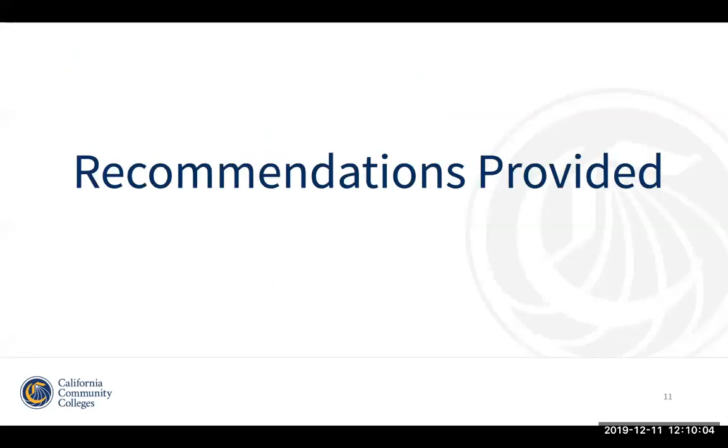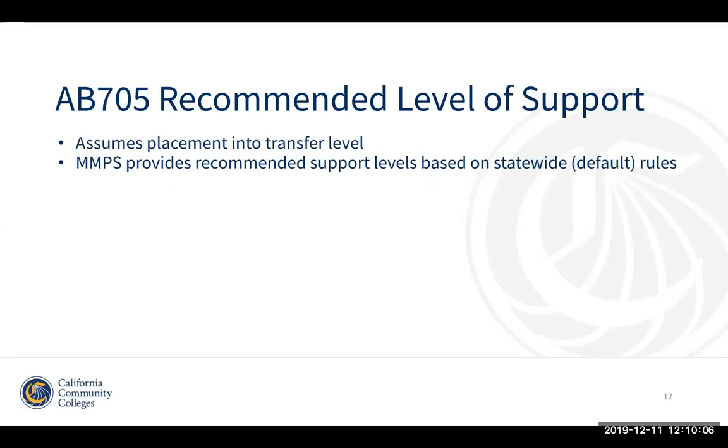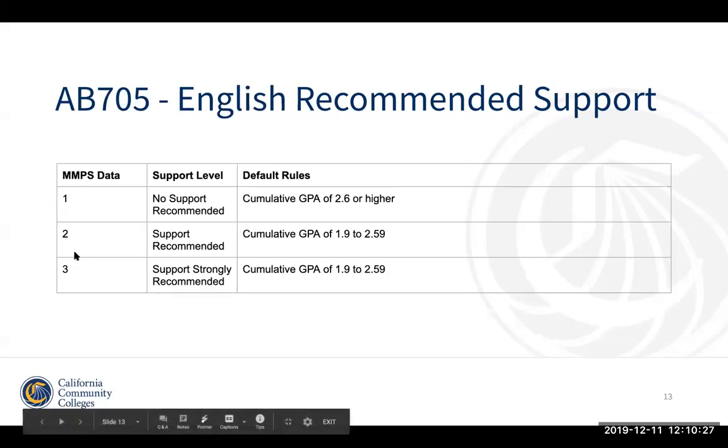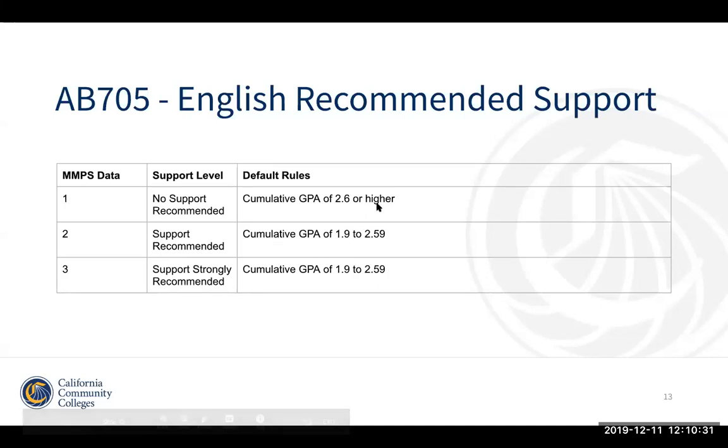Using the data, when we look at the recommendations that are provided from an AB 705 perspective, we assume that placement is going into transfer level, and we're identifying the recommended level of support that a student would need based on their transcript information. And that's using the statewide default rules. Looking into these rules from an English perspective, this is how we are determining the recommended level of support using the statewide decision logic.